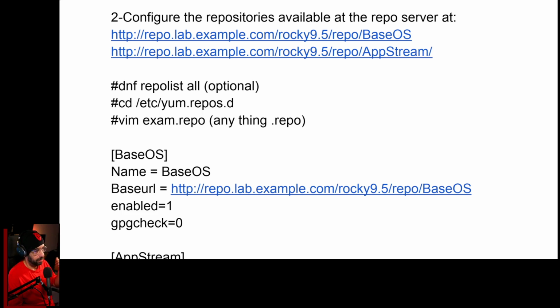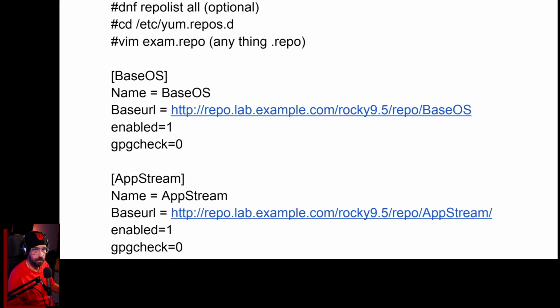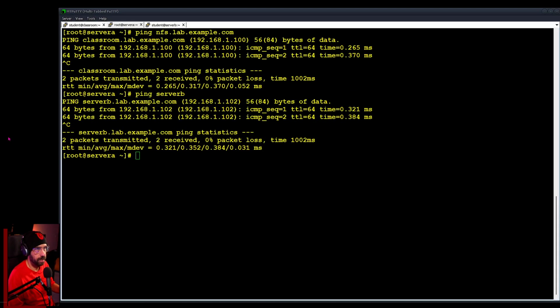In my case, this is going to be my own local repos, but that's fine. That doesn't matter. They're going to give you the URLs. You just need to configure the repos and make them work. Okay, so let's just go there. Now, I need to do this on server A and server B.